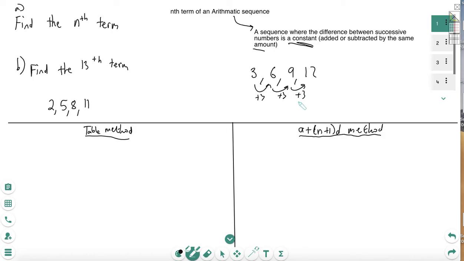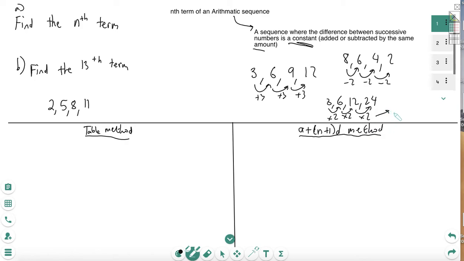Let me give you an example of another arithmetic sequence. 8, 6, 4, 2. Because we are subtracting 2 every time. Let me give you an example of a sequence which is not arithmetic. 3, 6, 12, 24. Because here we're multiplying by 2. This is not arithmetic because you have to be adding or subtracting by the same amount, not multiplying.